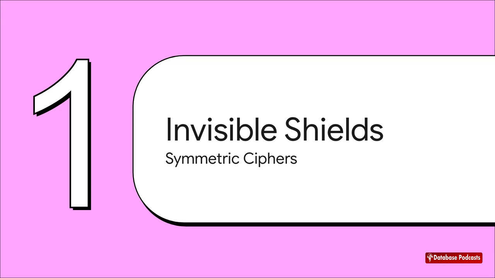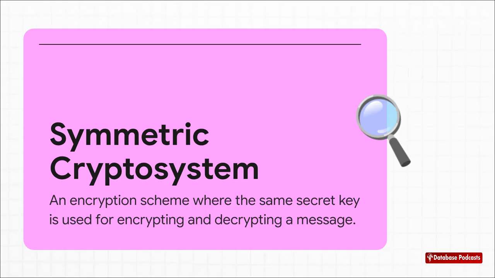First up, invisible digital shields. We're talking about a special kind of cryptography called symmetric or secret key ciphers. To understand this, just picture two people, we'll call them the classic Alice and Bob, who need to talk to each other without anyone eavesdropping. The way they do it is with what's called a symmetric crypto system. And that's really just a fancy way of saying they both use the exact same secret key.